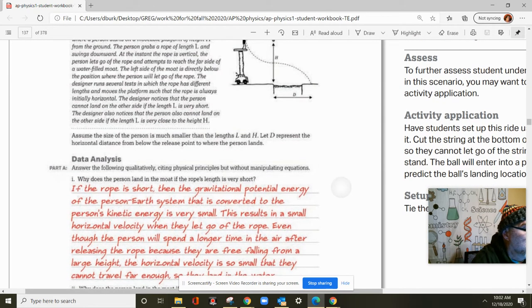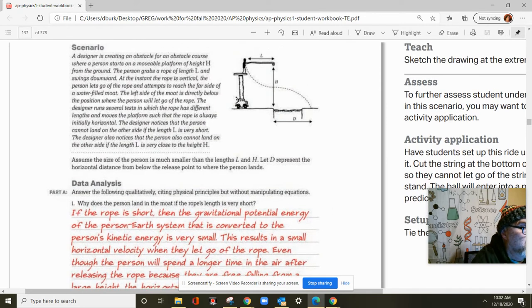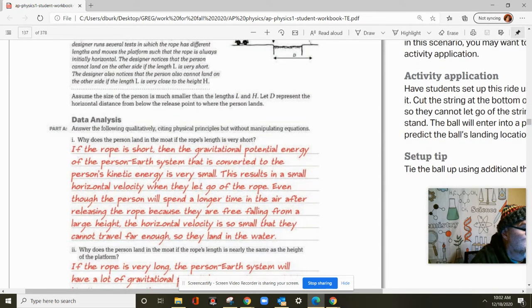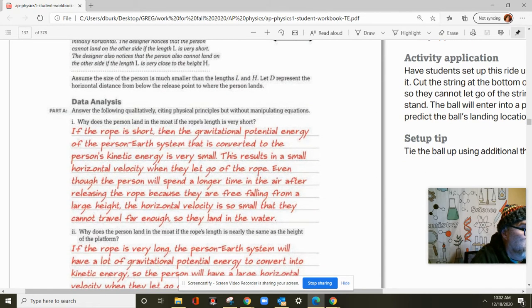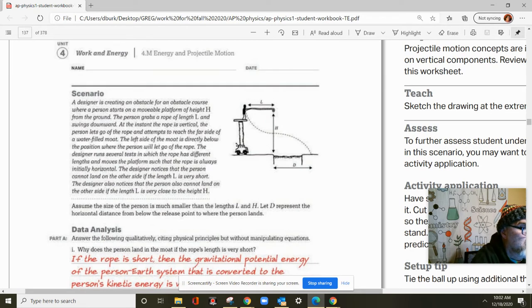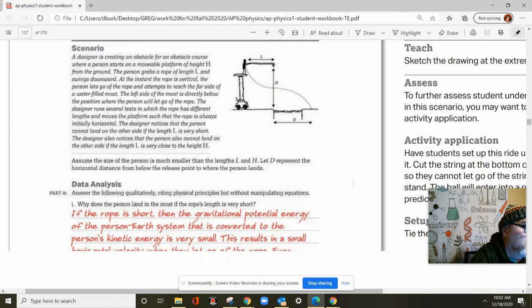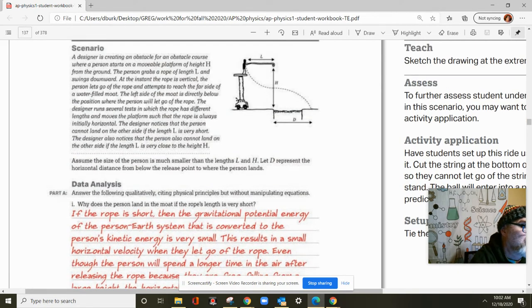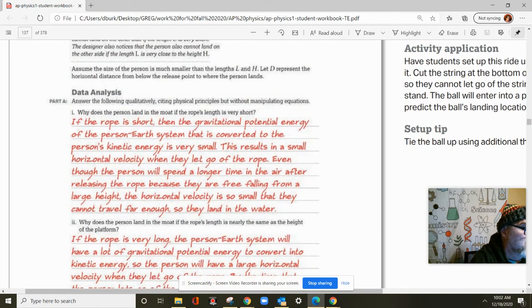Why does a person land in the moat if the rope's length is very short? If the rope is short, then the gravitational potential energy of the person is small. So they don't get enough energy transformations from potential energy into kinetic energy to give them enough speed to go across the moat. They have to have enough x velocity to get across the moat and the amount of time that they're going to be in free fall as they fly across the moat.